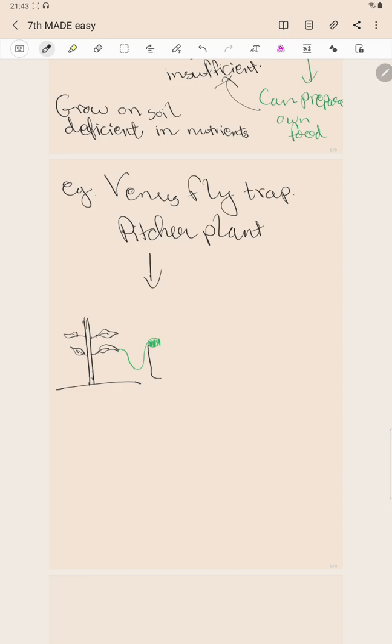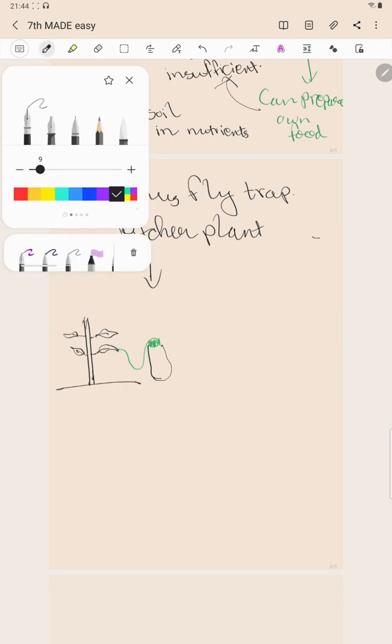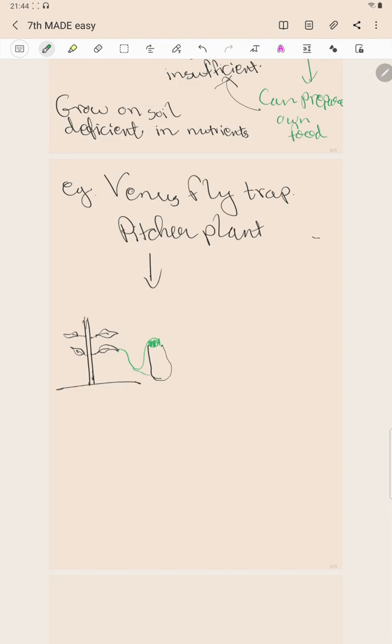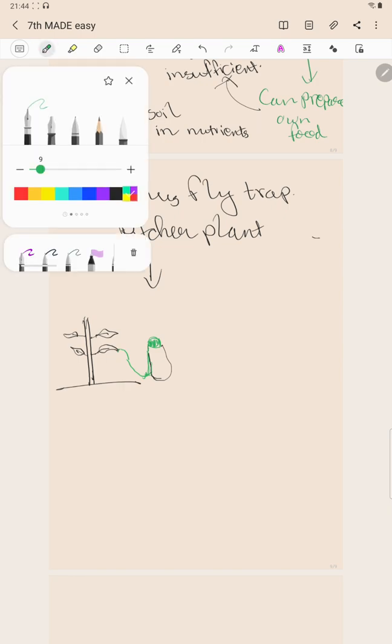So guys, it's the apex of the leaf that forms the lid of the pitcher plant. It arises like this, goes up and forms the lid. And the pitcher is there beneath.